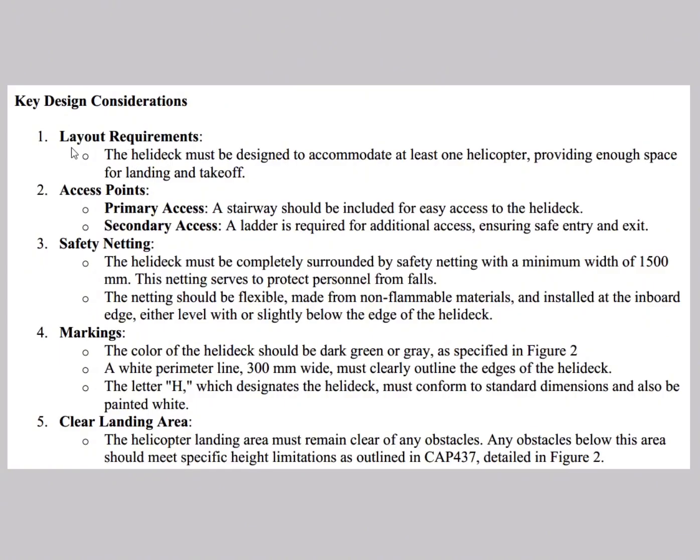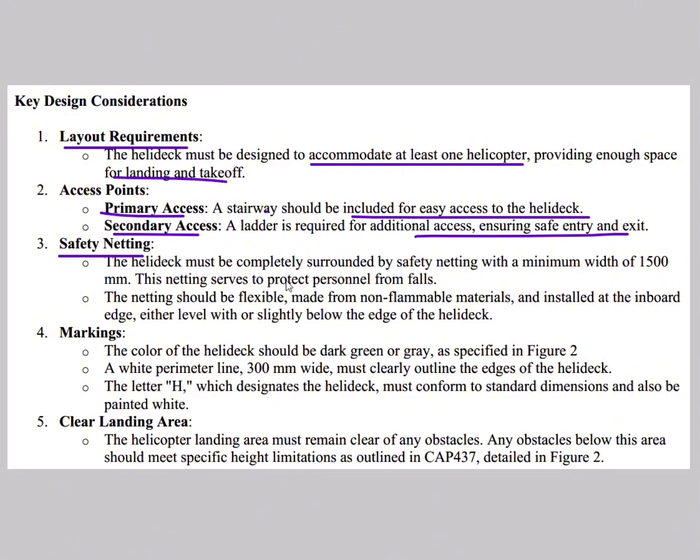So these are the key layout requirements. Helideck must be designed to accommodate at least one helicopter, providing enough space for landing and takeoff. That we have seen. And there are two accesses, primary access and secondary access. A stairway should be included for easy access to the helideck, and a ladder is required for additional access, ensuring safe entry and exit.